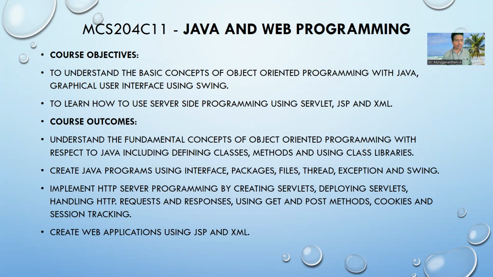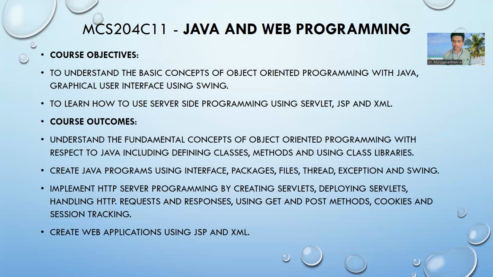Once you complete the course, you will be able to get certain outcomes. Number 1 is the fundamental concepts of object-oriented programming with respect to Java. Basically something like class, methods, and even the class libraries, students will be able to understand. And then students can create programs using different concepts, something like interface, how to create an interface and how to implement a particular interface in different classes. As well as object-oriented programming concepts like inheritance and polymorphism, all those things they can implement.